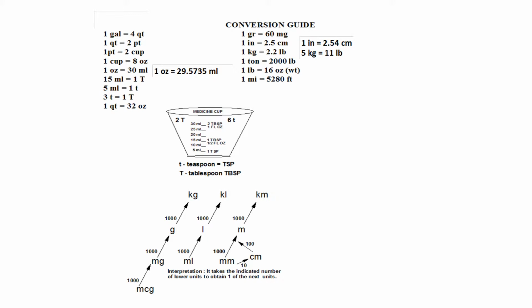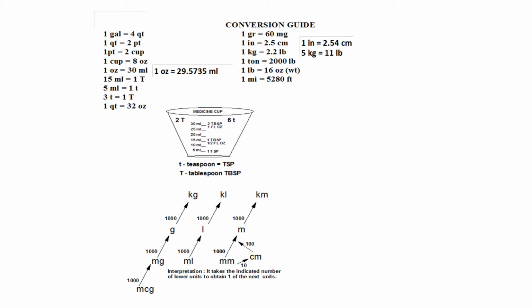And then if we look at milliliters, liter, kiloliter, they jump by thousands. And it takes 1,000 milliliters to be a liter. And 1,000 liters equals a kiloliter. We're not going to use that in the medical field. And we look over here on the right, millimeter. It takes 1,000 millimeters to be a meter. And it takes 1,000 meters to be a kilometer. So we're not going to use kilometers in the medical field.